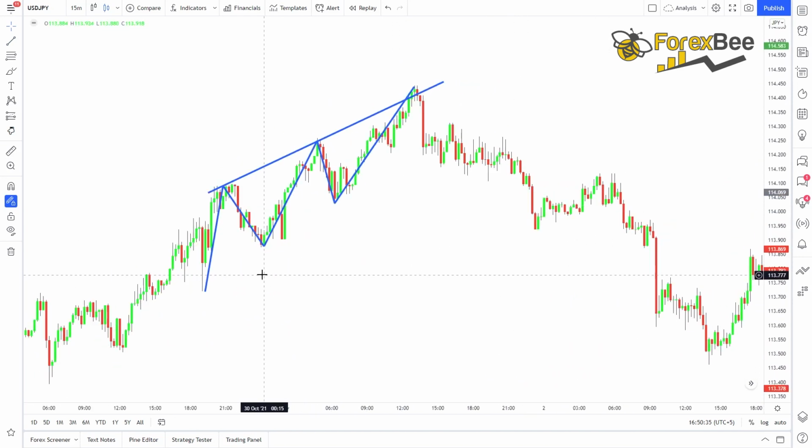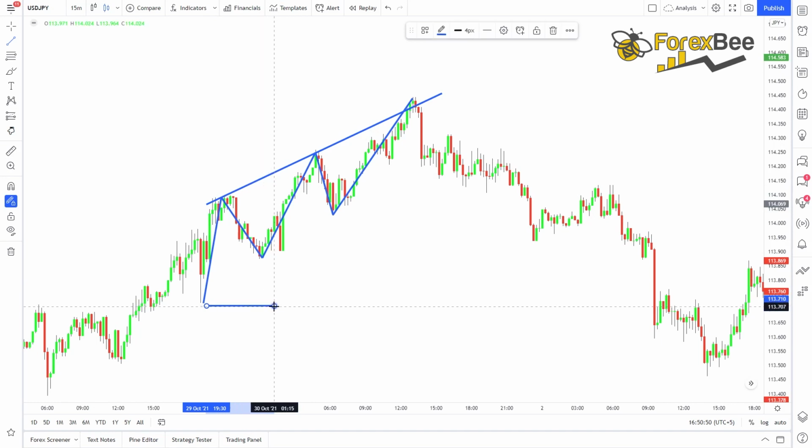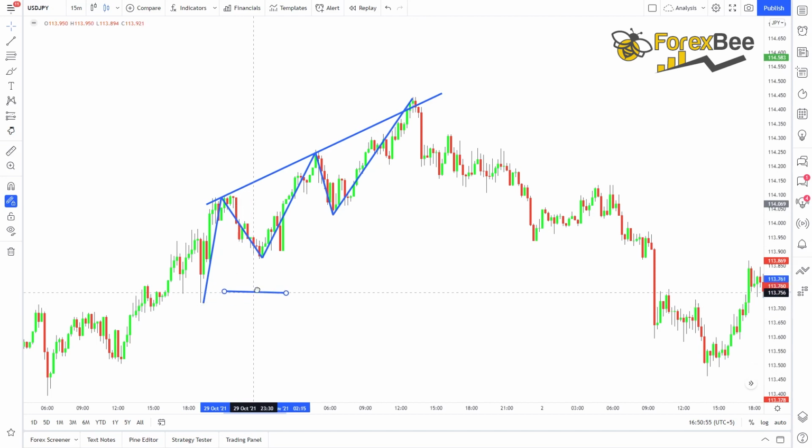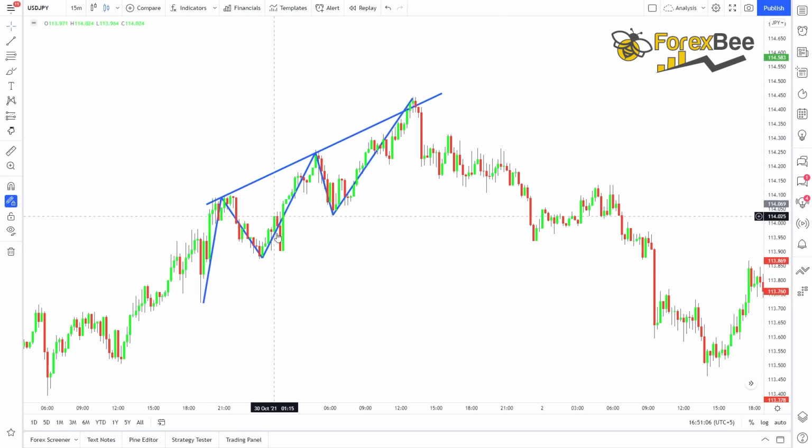Another thing that we discussed is that the time duration of the formation of these waves should almost be the same. So if I draw from here to here, we can see that the first wave is almost from here to here, and the second wave is also almost of equal length or equal time. So all of our rules are being satisfied. That means that the 3 drive pattern is valid.